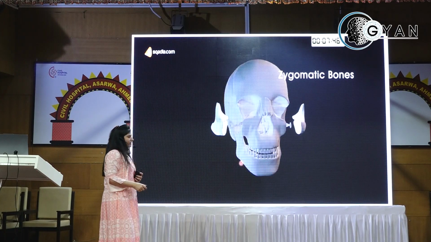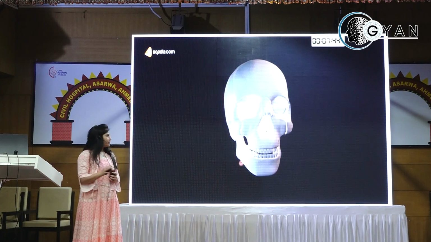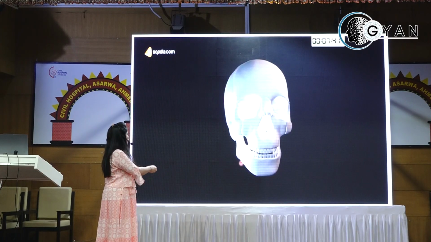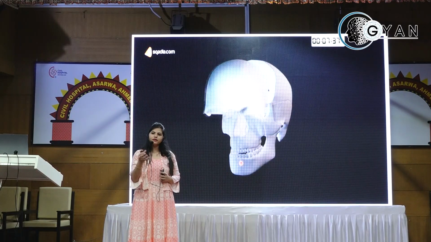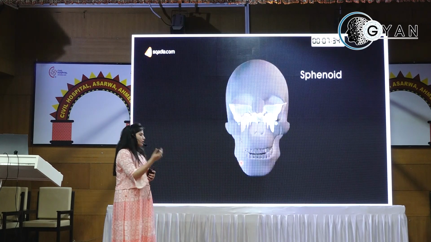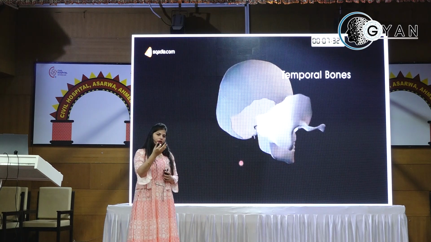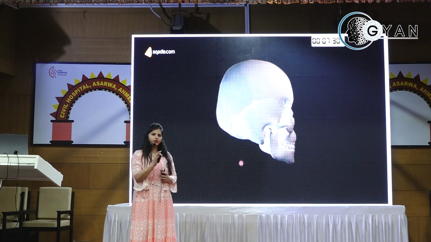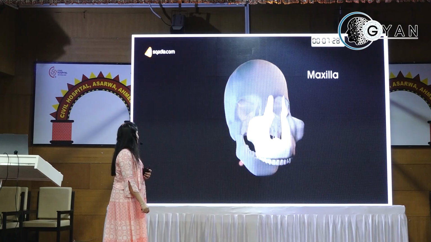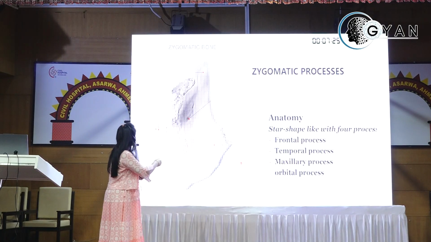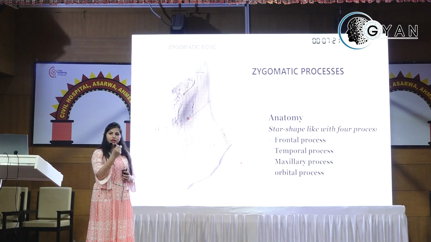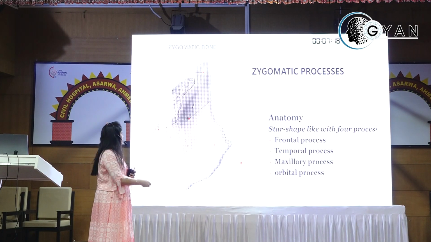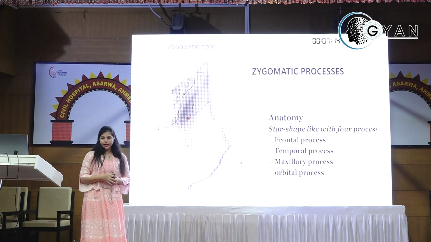Okay, so inferiorly we have articulation with your maxilla via the zygomatic process. Posteriorly we have sphenoid, and superiorly we have frontal. These are the articulations of your zygoma. So can you see it's a star-shaped bone? Many authors claim the zygoma has 5 processes. So right now the established thing is frontal, temporal, maxillary and orbital.